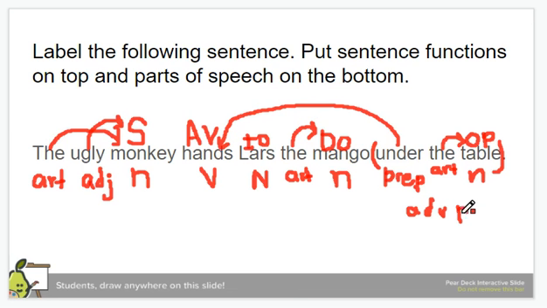Okay, so again, we've got a slightly more complex sentence here, but at core, we've got the ugly monkey hands. We've got a subject. We've got a verb. And for any grammatical sentence, that's the core of it. A subject and a verb, no matter how much other prepositional phrases or little clauses or modifiers or whatever you throw in there. Again, you've got a subject, you've got a verb to make a sentence.